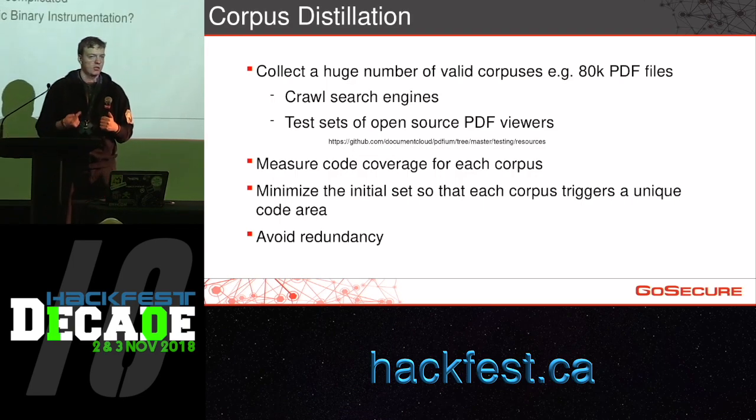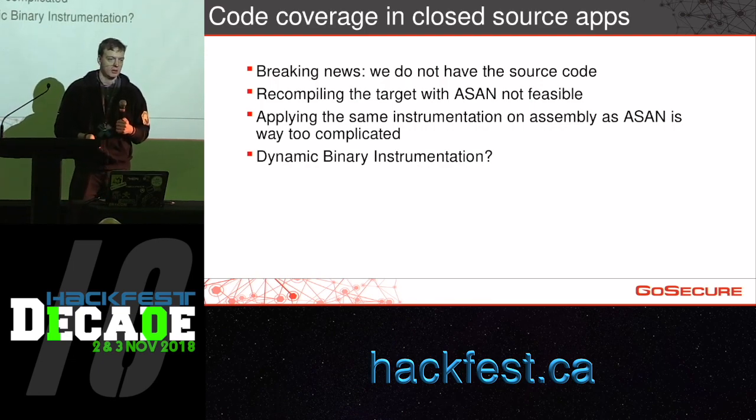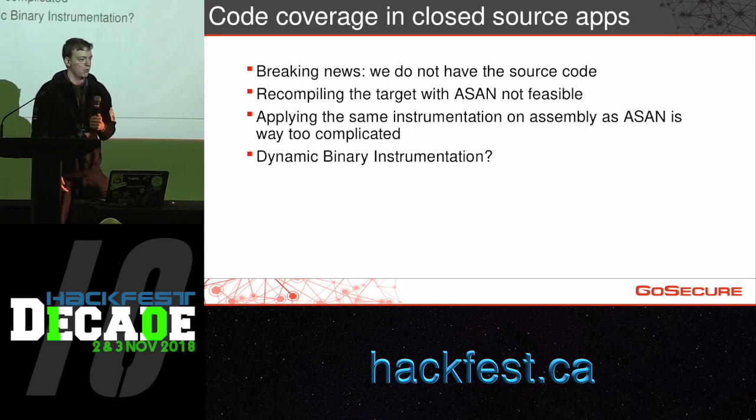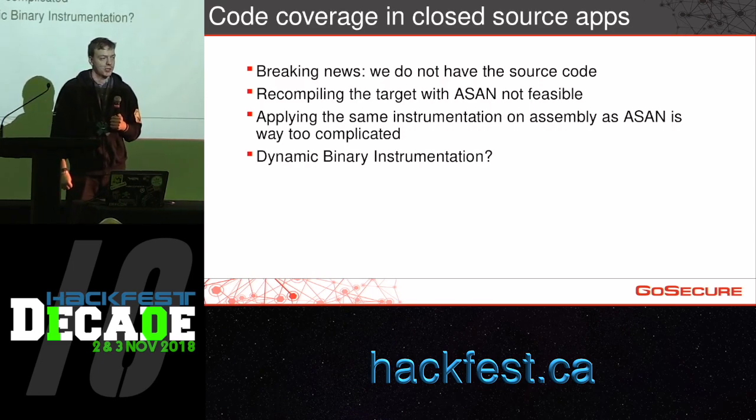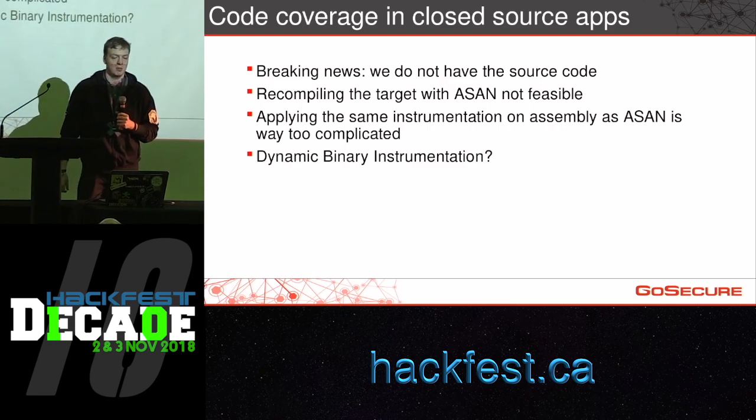So as I said, we need code coverage to do this corpus distillation approach. Obviously, for open source, no problem, just recompile the program with ASAN. But what happens if we don't have the source code? We could possibly try to apply the same instrumentation on assembly level as ASAN does. But as we've seen earlier, it's really easy to corrupt our binary by doing some assembly magic. So we could possibly make use of dynamic binary instrumentation, right? This helped us for our first problem, so why wouldn't it help us for our second problem?